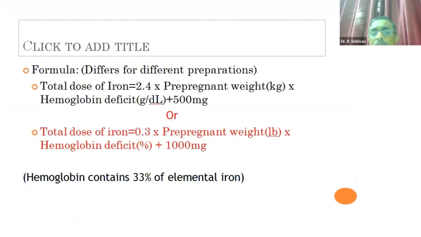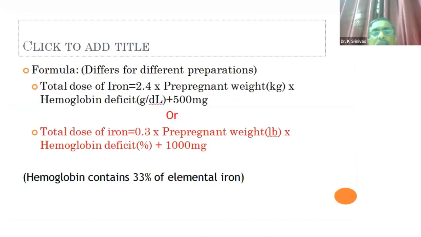So how do you know the hemoglobin deficit? Take 11 grams as the standard level, and if her hemoglobin is 8 grams, you have to say 11 minus 8, which comes to about 3. 3 is the deficit. So here you put 3 and add 500 milligrams at the end for storage, right?